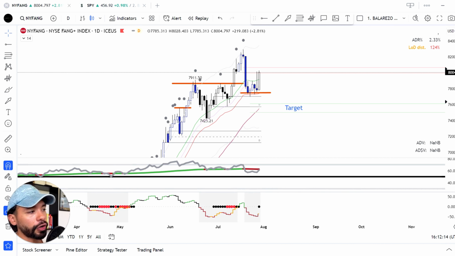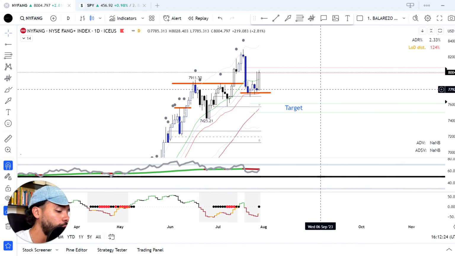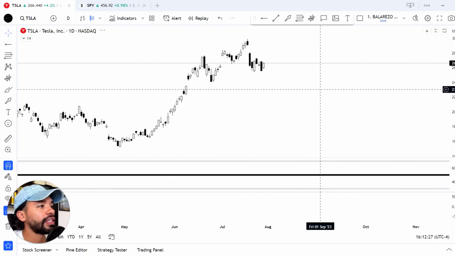So these stocks, like it or not, are really important for the market. And what I'm starting to see in those stocks, we're going to take a look at that pretty quickly. Let's take a look at Tesla here.